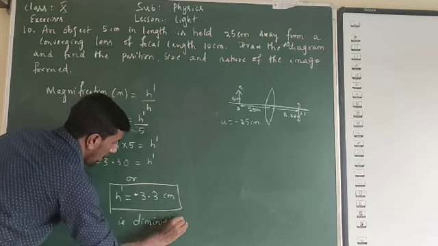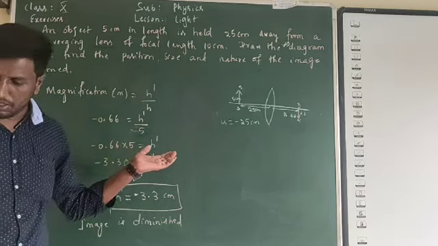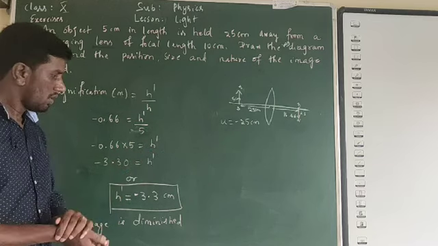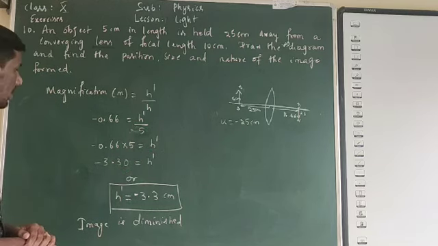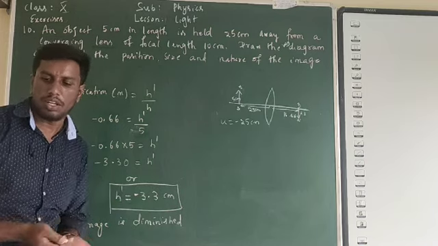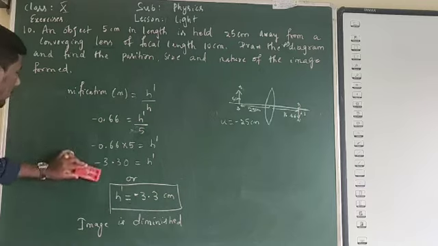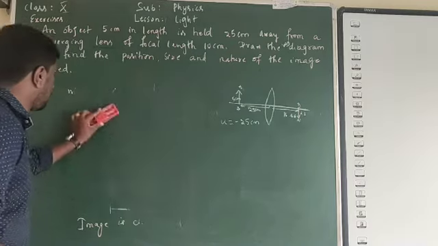The negative sign in the magnification indicates that the image is real. So we'll draw the ray diagram for this. Now, the complete ray diagram for this, we'll draw that.